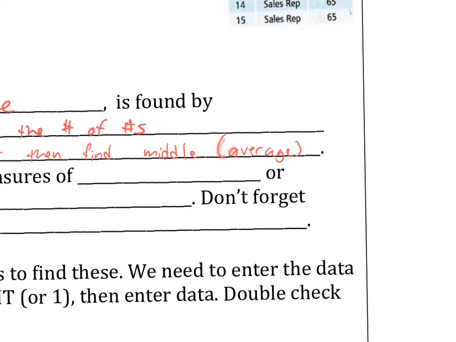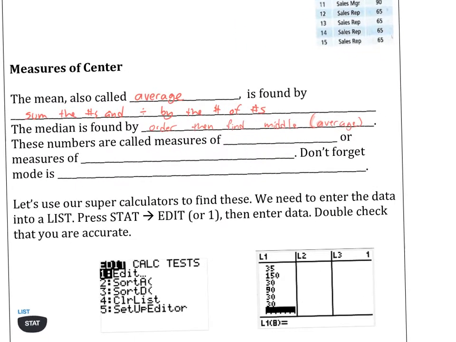These numbers are called measures of center. That's a more modern way of saying it, because it's faster. They used to be called the measures of central tendency. So make sure we spell correctly.